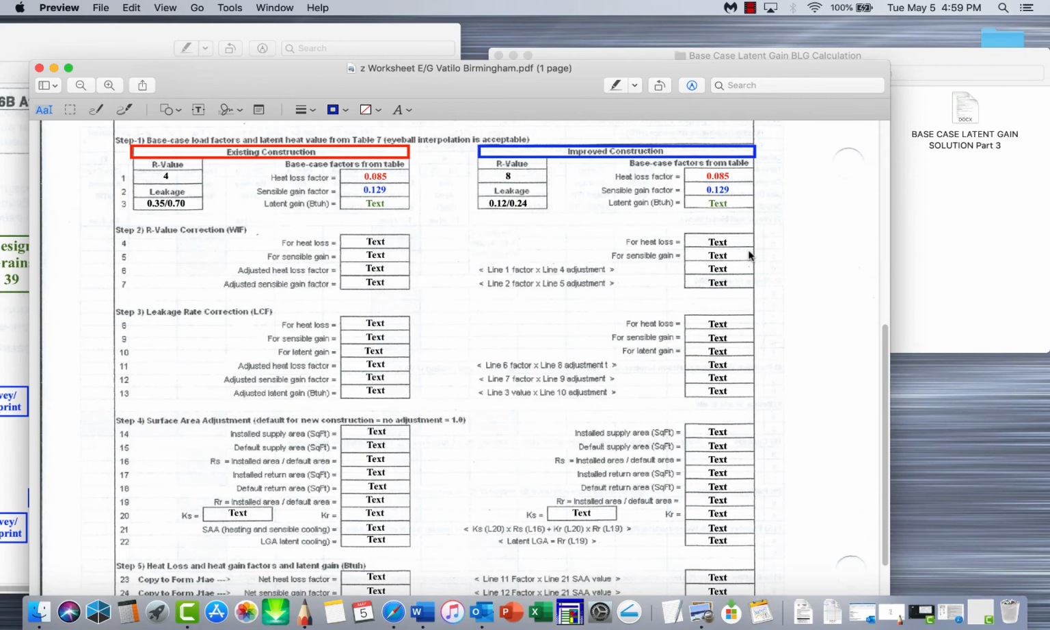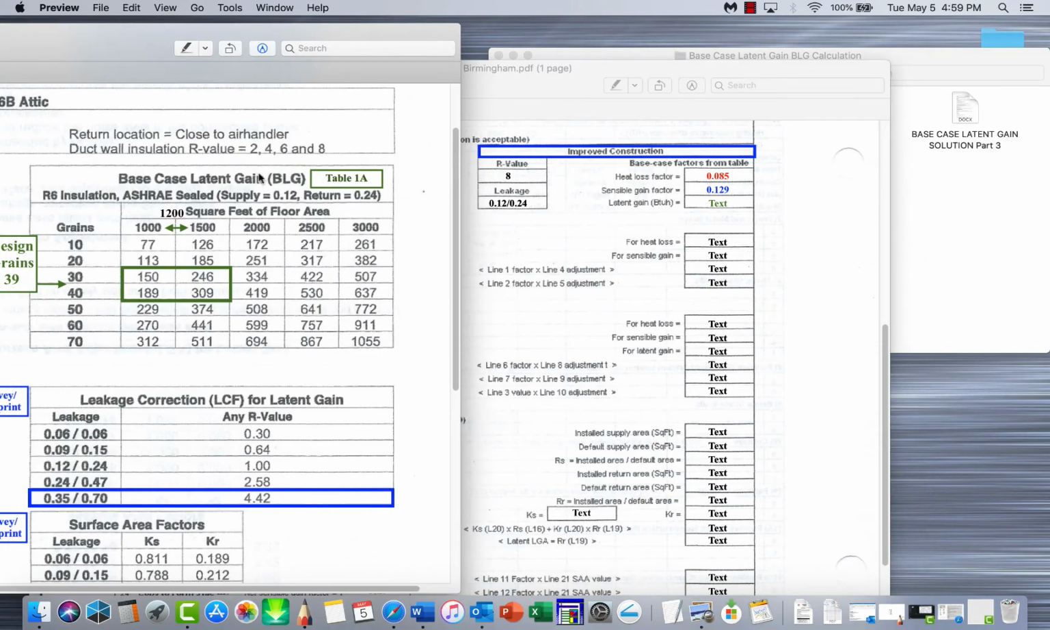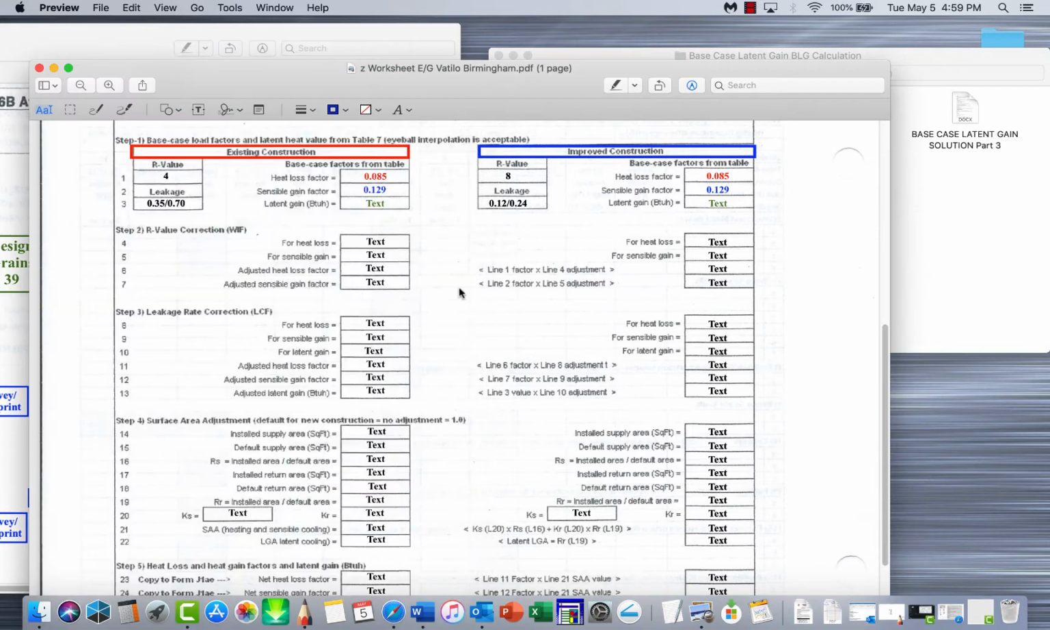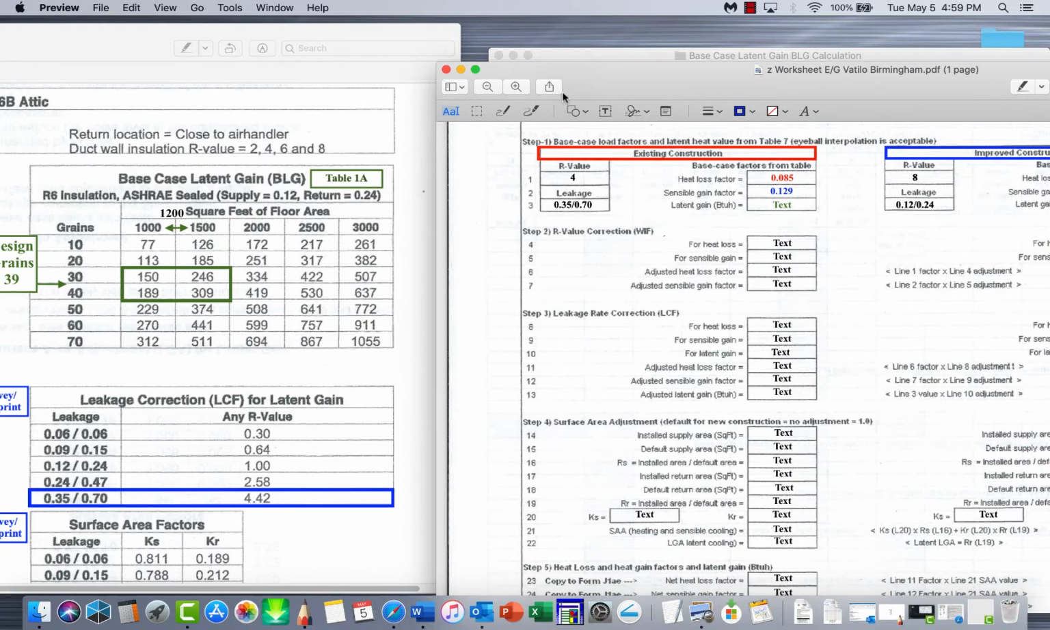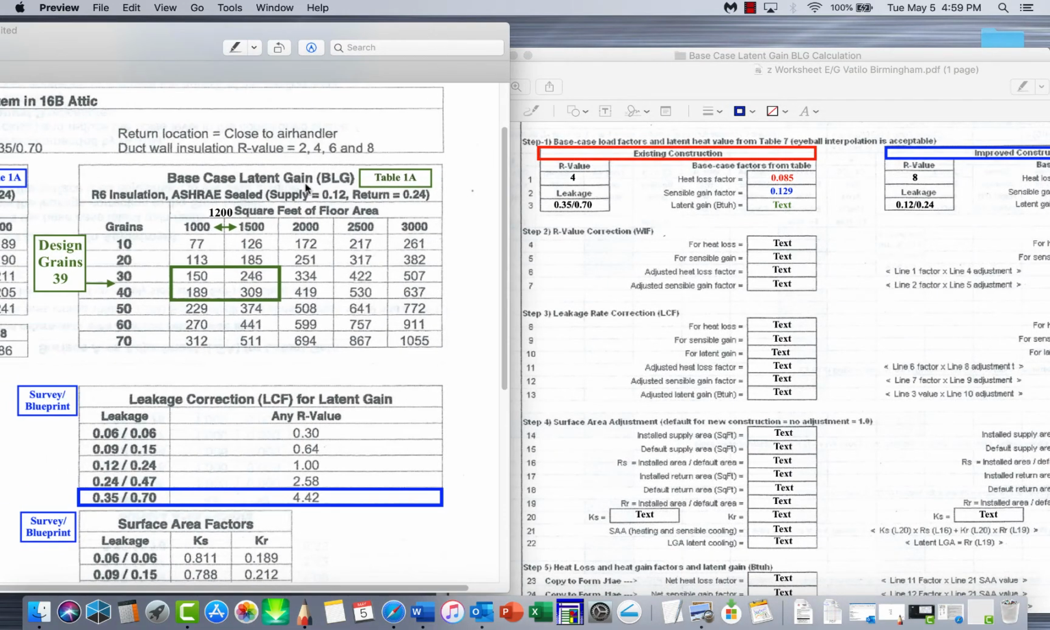This is heat load calculation, part 14C. This is dealing with the base case latent gain. So we'll be looking at this chart right here on table 7. This will be line 3 on your worksheet. So let's just take a look at how you do the solution for this right here.